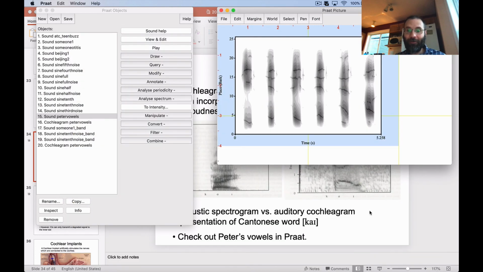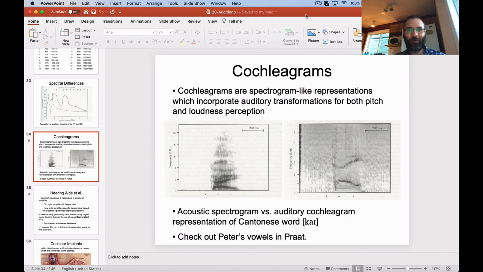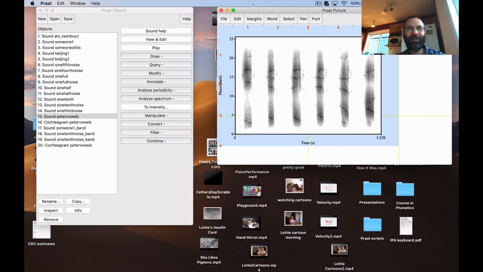Because the cool thing about the cochlea is that it does a Fourier transformation on the signals that come into our ears. It's just not exactly the same sort of Fourier transform that we're used to looking at.